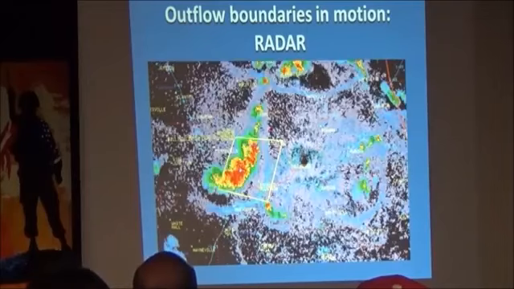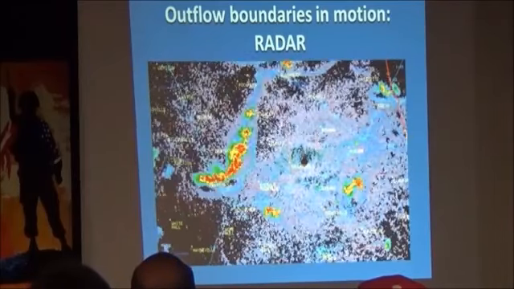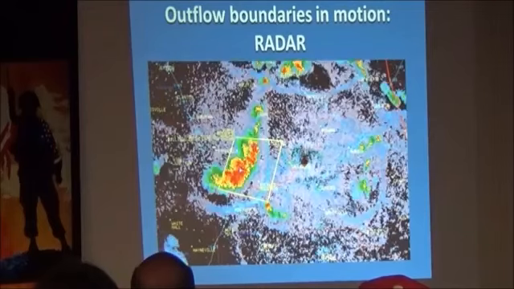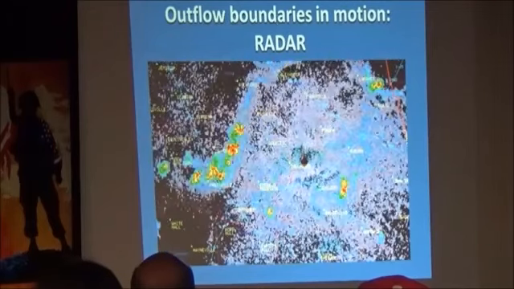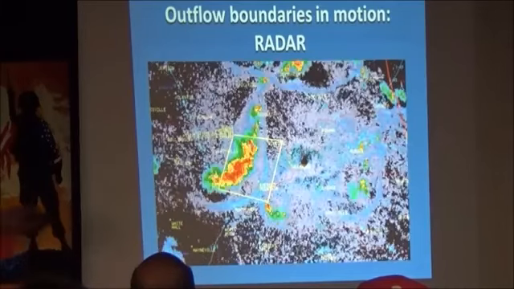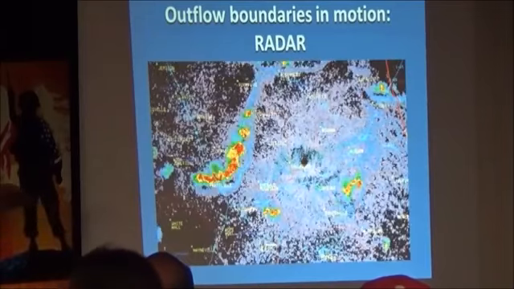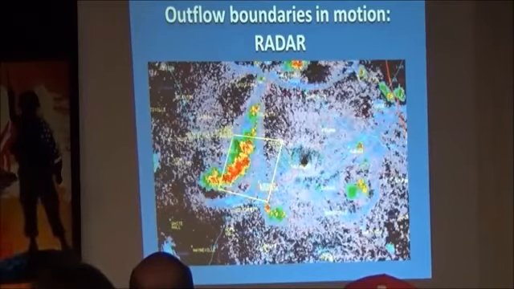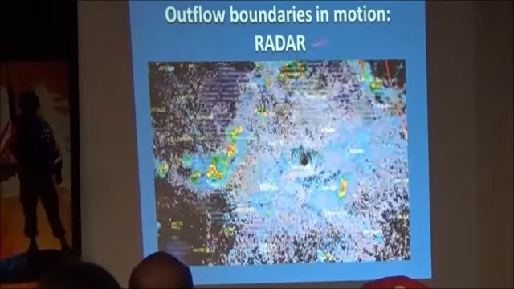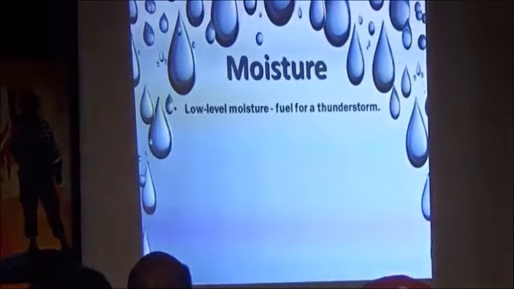Here's just another example, outflow boundaries from these storms here. There was a severe thunderstorm warning issued that moves to the southeast. Cell here, fire up. Here's the boundary. Here's another. It's something you have to get used to looking for. Here's another boundary right here, an outflow boundary from these storms up to the north. So we watch those very closely.